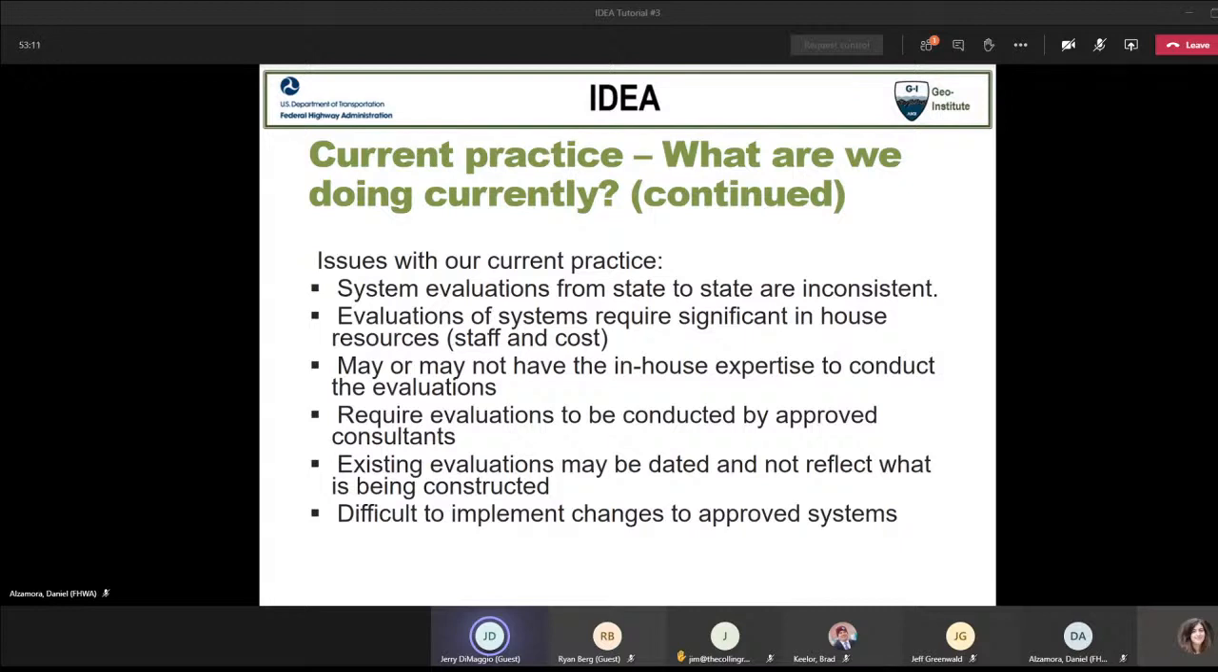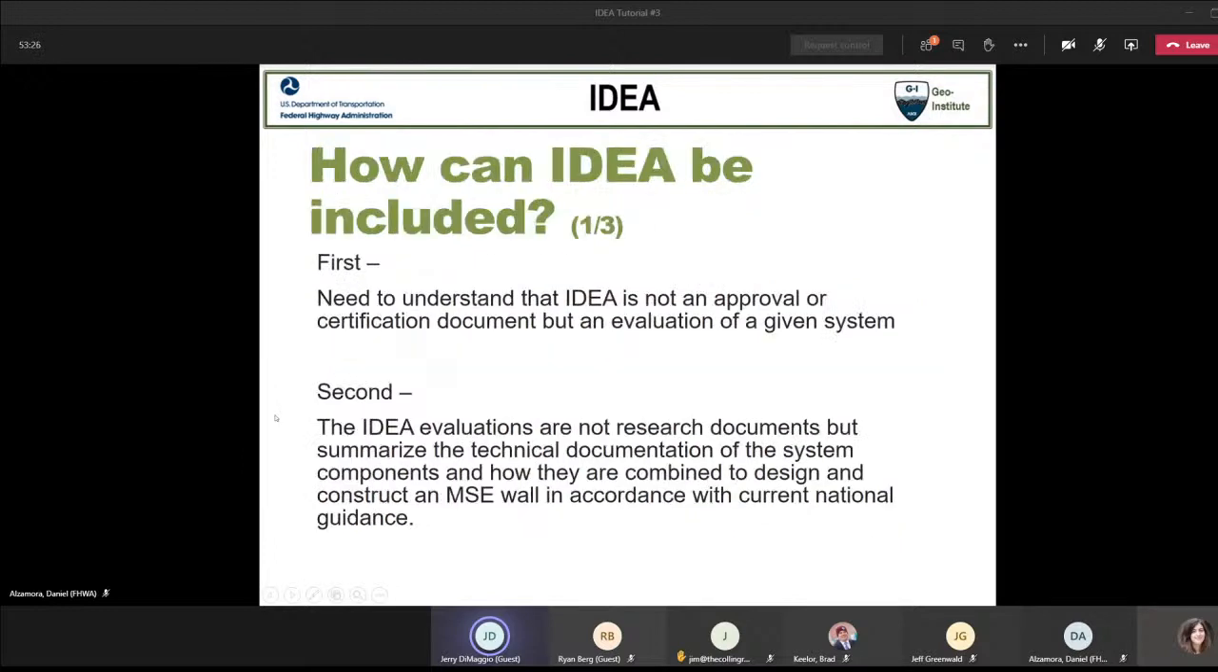In fact, the individual who might be responsible for the system approval might not, and often is not, involved in the review of the shop drawings and the design submittals for a particular project. Finally, it's very difficult to improve evaluations for a particular system. So how can IDEA be included?